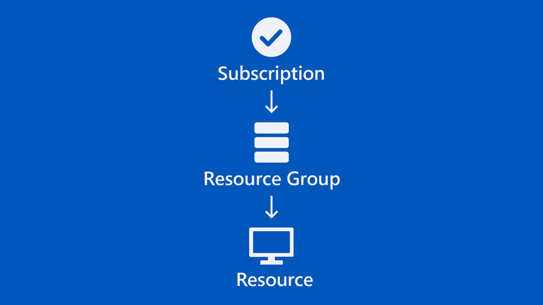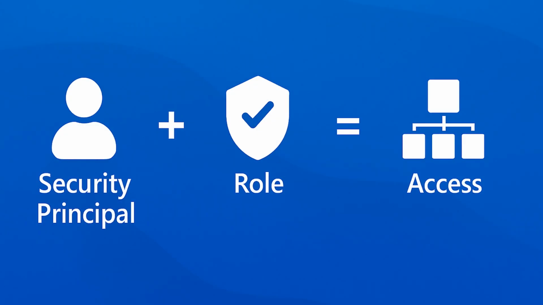RBAC is hierarchical. Assign a role at a higher level, like a subscription, and it cascades down to all resource groups and resources underneath. This makes managing permissions scalable and secure. To summarize, RBAC ensures the right people have the right access to the right resources, nothing more and nothing less. It's as simple as that. And AAD handles the identity side, keeping everything secure and also centralized.